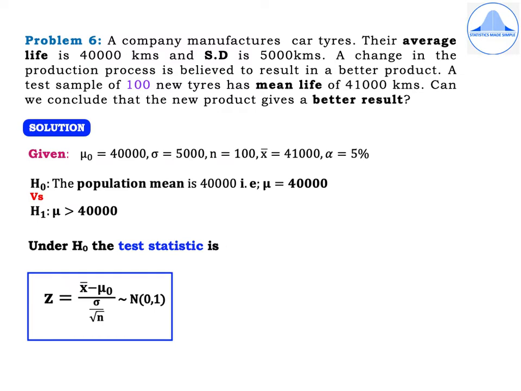Next, write H naught. The population mean is mu naught in general. So now mu naught is 40,000. That is mu equal to mu naught, that is mu is equal to 40,000 versus H1. Now, because of the word better result, we understand that it will be a right tailed test because it is saying it is a better result. So, versus H1, mu is greater than 40,000. Under H naught, the test statistic is Z equal to x bar minus mu naught divided by sigma by root n, which follows normal 0, 1.